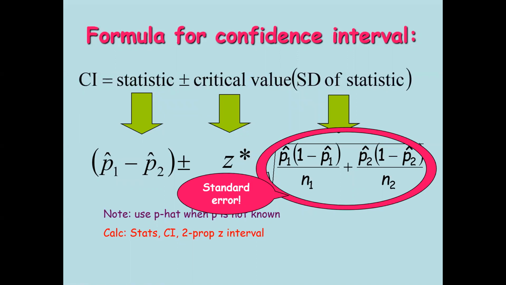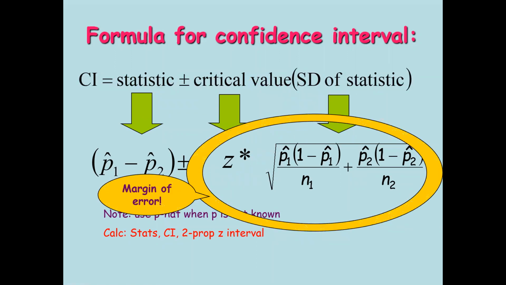Again, if you're looking at the formula, the standard error is all the big square root part, and your margin of error is your standard error times your z statistic.